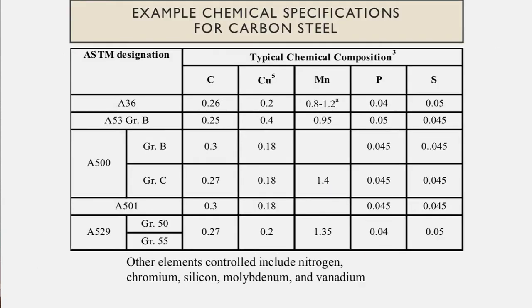This is out of your textbook. There's additional tables in there, but a more basic thing, we can see carbon, the highest percentage being only 0.3% carbon, which is in a mild steel.